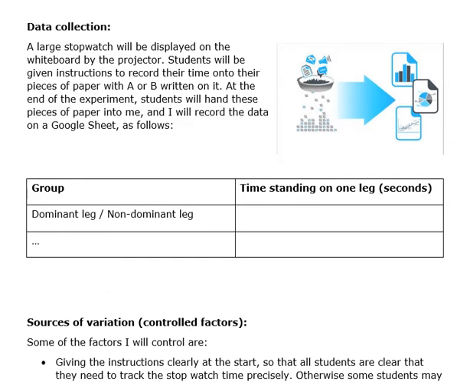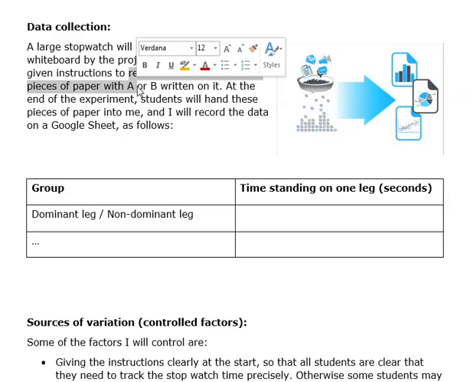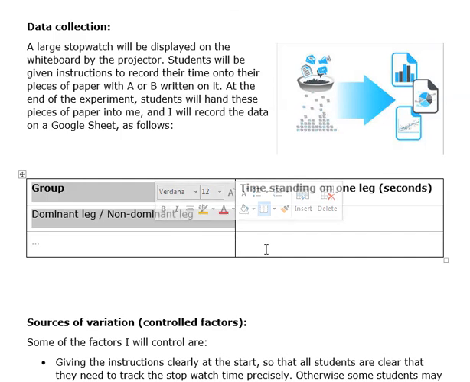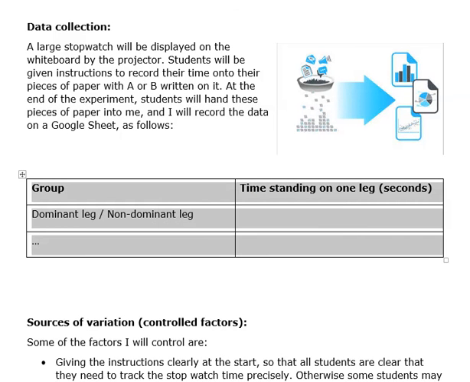Then I need to say, well, how am I going to collect my data? Well, I'm going to have a stopwatch on the whiteboard, and I'll need to give students some instructions so that they record the time that they were able to stand on their leg before they fell over, and they're going to write it on that same piece of paper with the A or the B written on it. And at the end, those students will give me those pieces of paper, and I'm going to record them, and I give an example of the table that I would use to record it on.